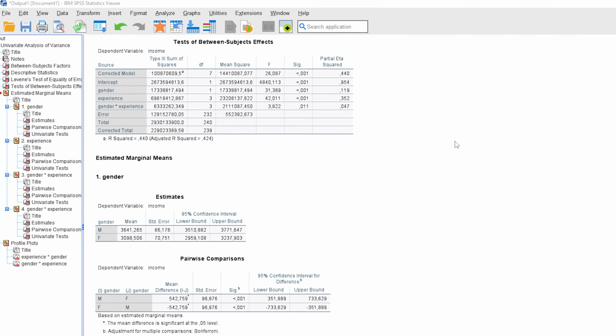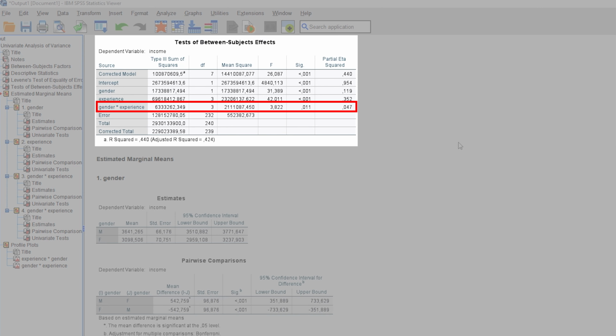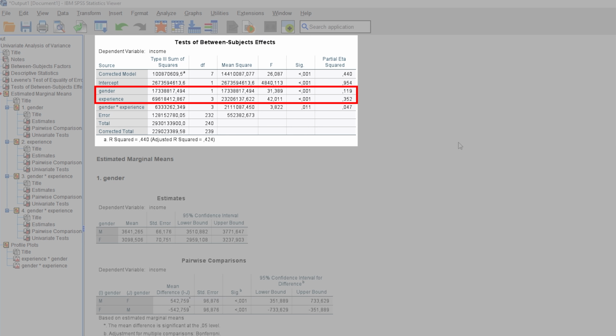Let's start with the case of an observable interaction, using the fictional example of gender and experience. I will discuss the so-called main effects when an interaction is present later in the video. See the timestamps for that section.